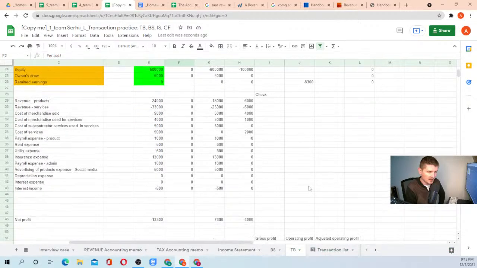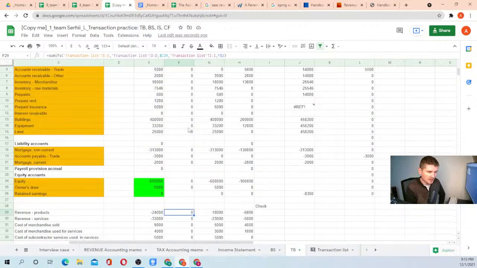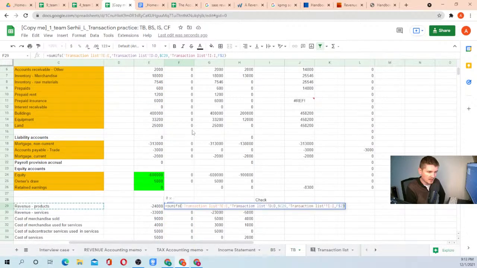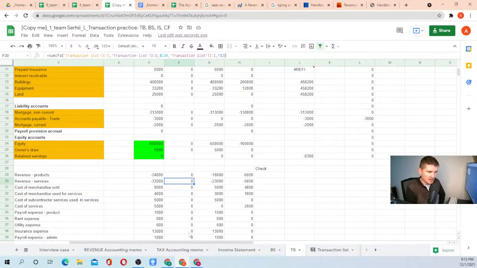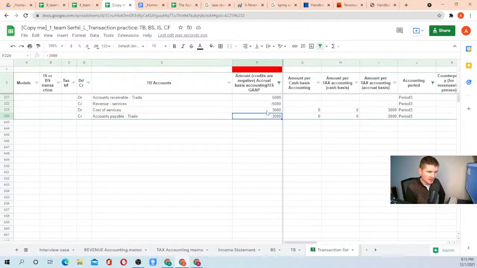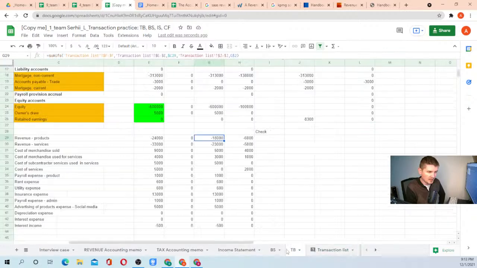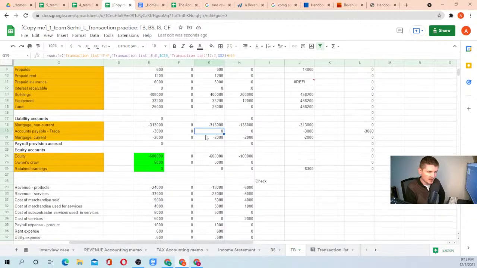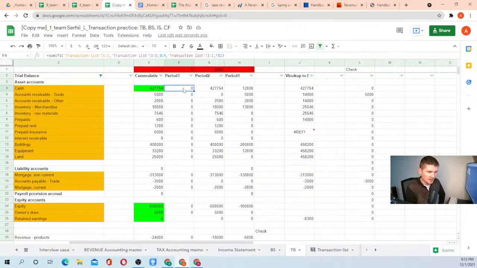Okay, let's go back to trial balance. Yeah, I probably need to look more into that. So I SUMIFS from column F, accounts receivable, revenue, services. So it's all from trial balance. C19. Yes. How is it possible?